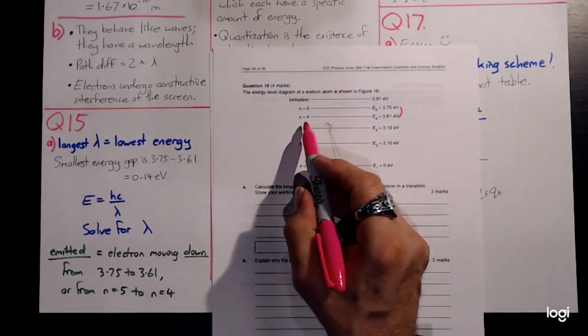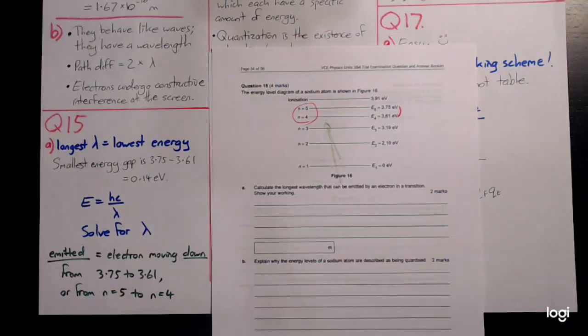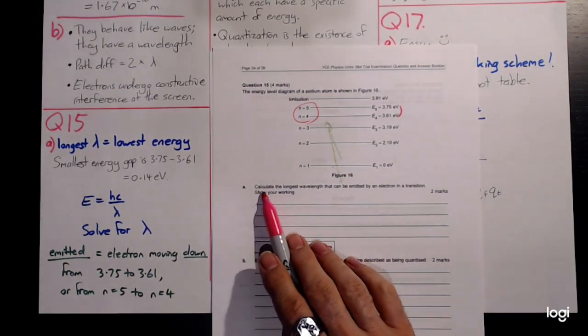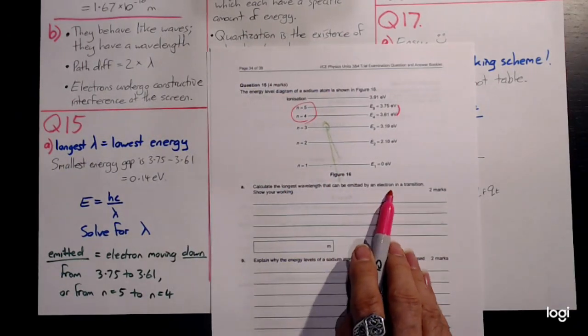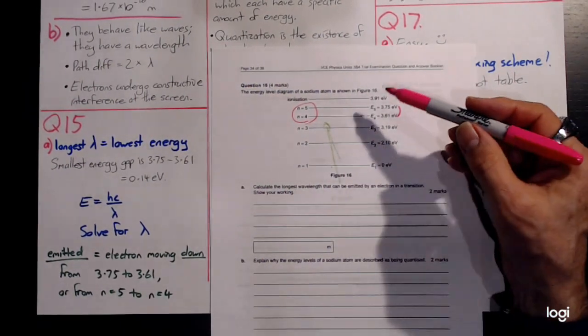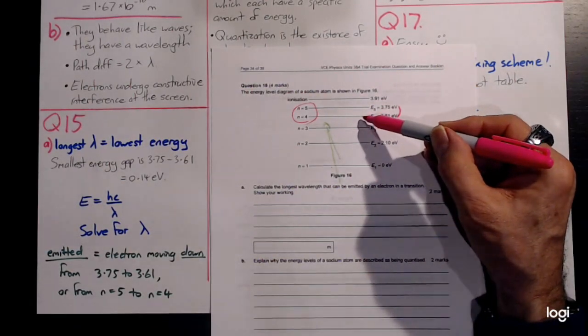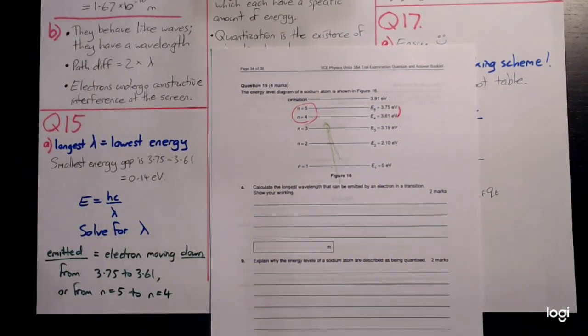So you had to firstly identify what the jump was, and keep in mind that it was emitted, right? The longest wavelength that can be emitted by an electron. It's not being absorbed, so the electron isn't going from 4 up to 5, it's going from 5 down to 4. So make that distinction.